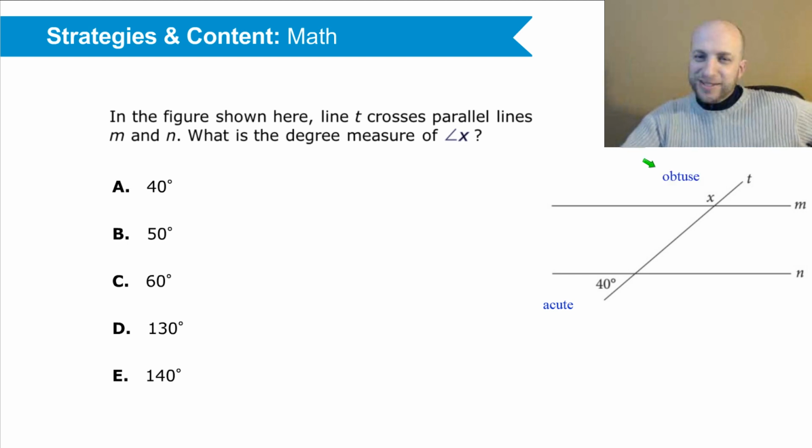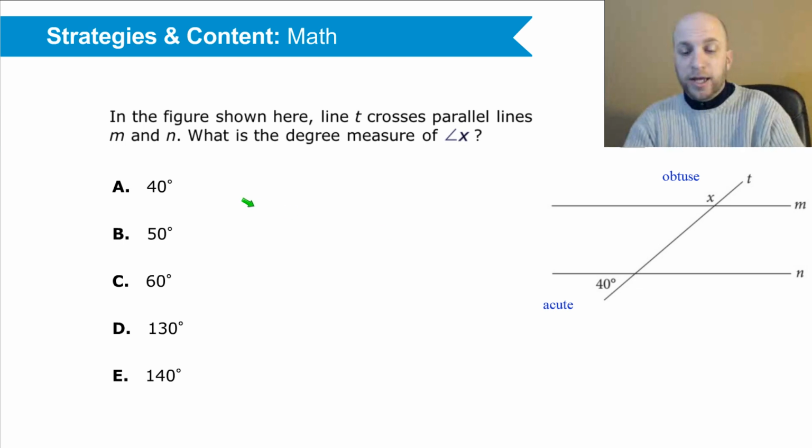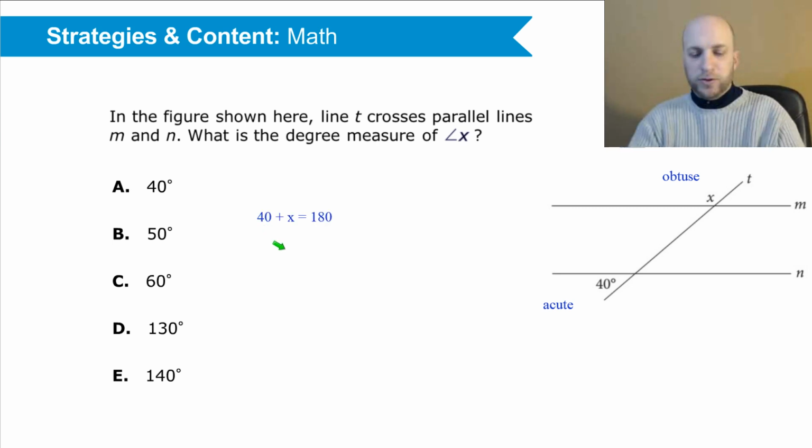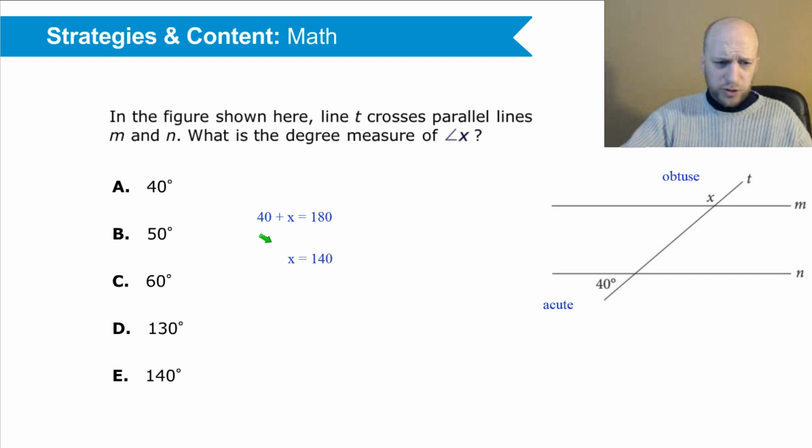And we got parallel lines cut by a transversal. Oh my gosh, those two are going to add up to 180. Take your 40 plus your X, set it equal to 180, and we're ready to rock and roll. Solve for X, X equals 140. Boom, and we're done. Confidently circle choice E, and let's move on.